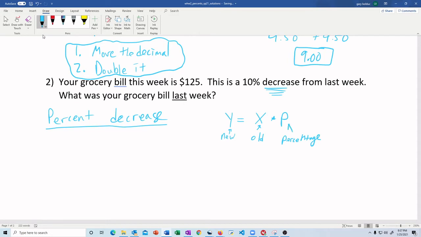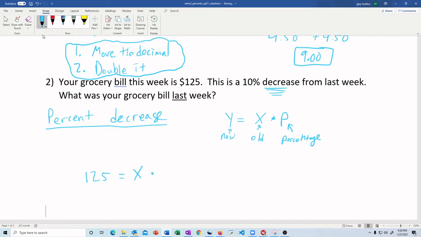But it's not quite exactly the percent every time, but it deals with it. So then how do we do this? Well, let's just plug in what we know. Our new grocery bill is $125. That's equal to... we don't know last week's, that's our old, right? We don't know last week's bill. That's what we've got to find.